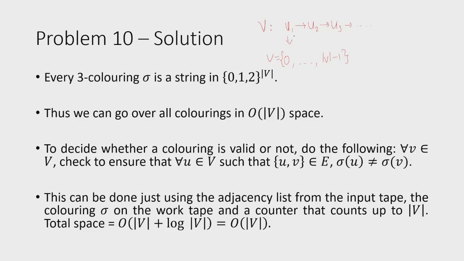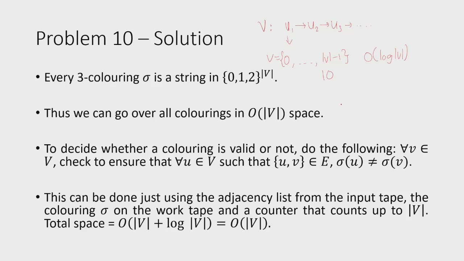And each of these vertices over here would be some number in this set, right? And you can write any number in this set using order log of size of V space. And then what you would do is initialize a counter. Let us suppose that 10 is a neighbor of V, right? The 10th vertex is a neighbor of V.